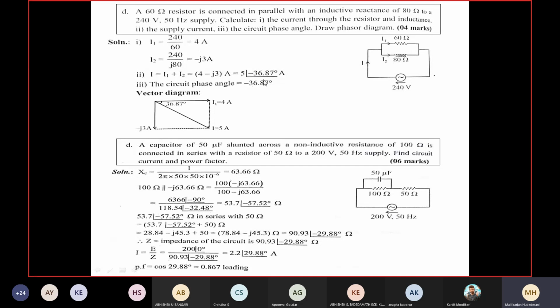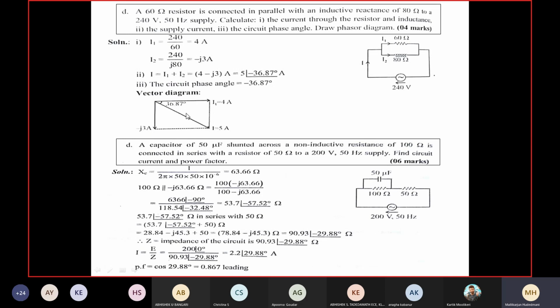36.87 lagging. Just mention this angle as lagging. Now, how to draw this vector diagram? You know this: 4 ampere horizontal, minus j3. Now, you remember what j is? j is the complex operator, whose operation on a quantity shifts it by 90 degrees. Minus j means downward 90 degrees, plus j means upward 90 degrees. So minus j3 means vertical, downside, 3 units you have to mark.